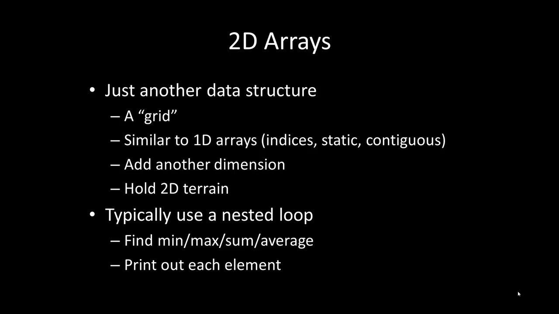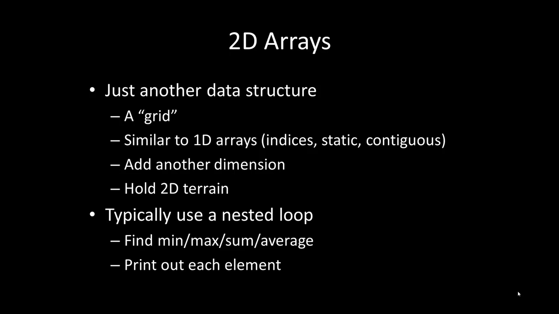Alright, in this tutorial we're going to talk about 2D arrays, and what you need to know about 2D arrays is that they're just another data structure. They're actually similar to 1D arrays in a lot of ways. They have indices, in this case we're going to have 2. They're static, meaning that they can't grow or shrink as needed, and they're also contiguous in memory, meaning that they're side by side. So essentially all that we're doing is adding another dimension.